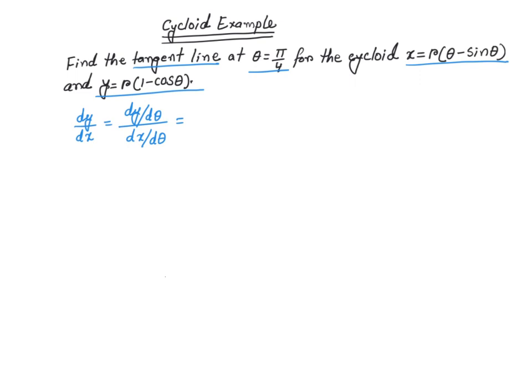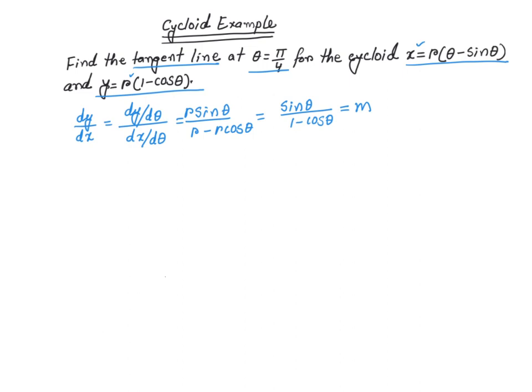So let's go ahead and find the dy over d theta, which would be this, right? So the derivative of this is going to be nothing but sine of theta times r, divided by dx over d theta. So that's going to be nothing but r minus r times cosine of theta. Now if I simplify it, the r's are going to cancel out. That's going to give me sine of theta over 1 minus cosine of theta. That is my slope, by the way.